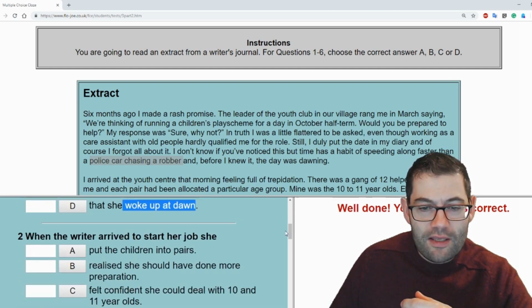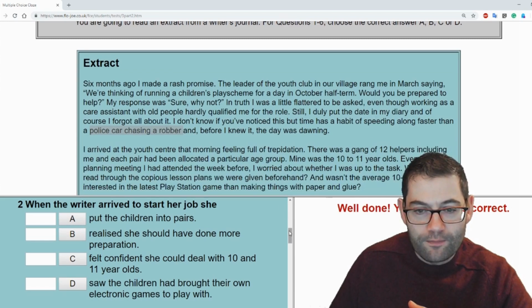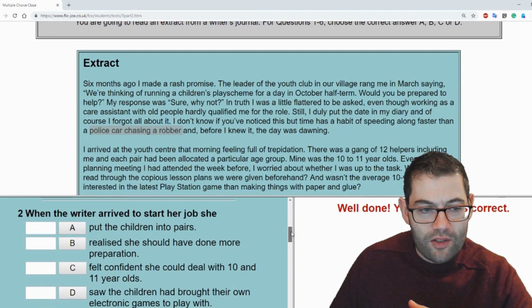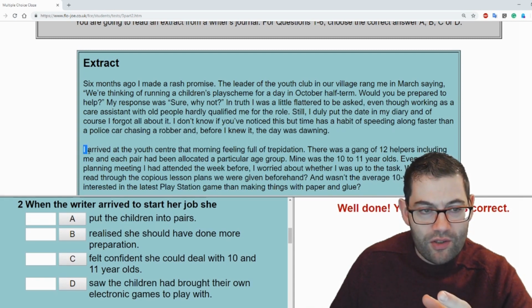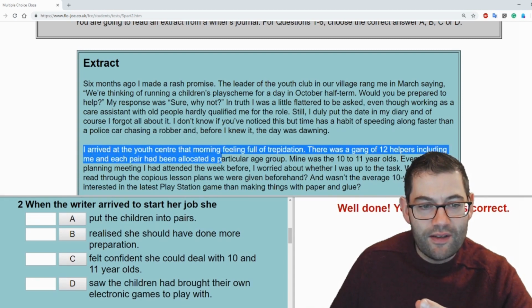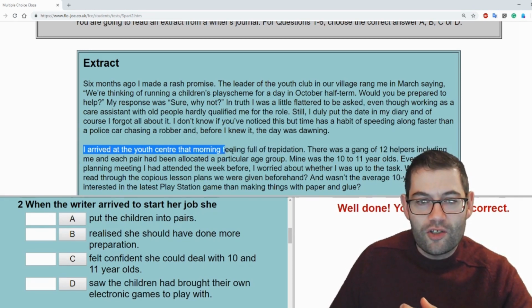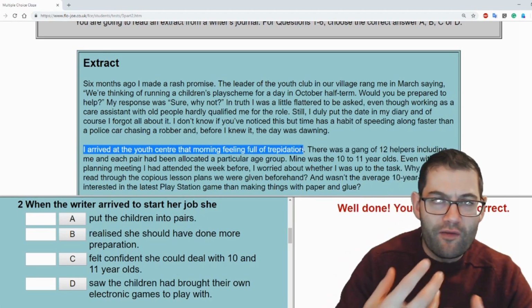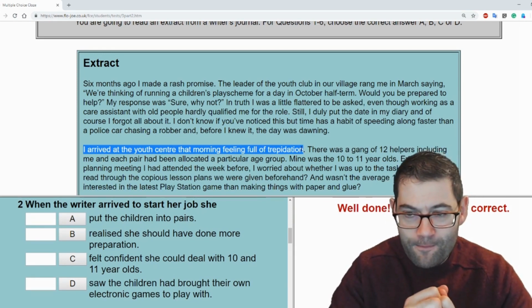So for question number 2, it says, when the writer arrived to start her job, she. Now, what we've got here, let's move that just so we can see everything. When the writer arrived to start her job. So we've got that bit, let's connect to the question text. I arrived at the youth centre that morning. So this is the bit where she arrived at work. And then she says she feels full of trepidation. Trepidation is a wonderful word. It suggests nervousness, being worried, anxiety. She didn't know what to expect.